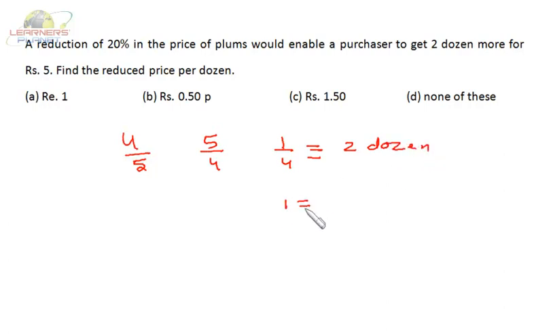That means 1 is equivalent to 8 dozen. That means initially he was buying 8 dozen for rupees 5. Now he can buy 2 more dozen, that is 10 dozen for rupees 5.